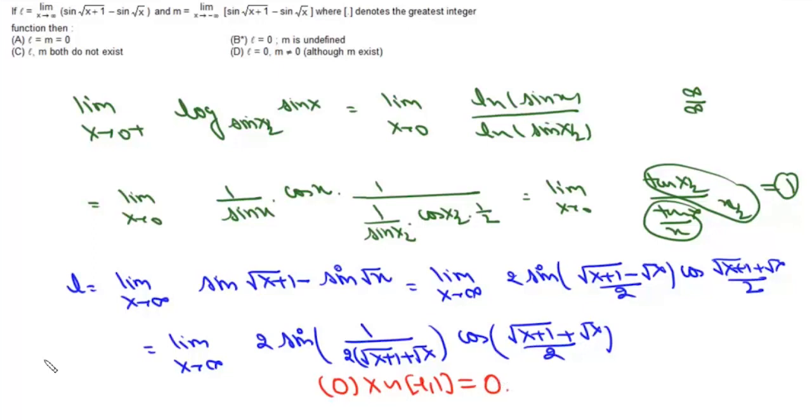Now what about if we take this limit as x tends to minus infinite? Now if x is negative, then in that case, under root x will not be defined. So answer to this question will be L is 0 and M is undefined, and that's your option B.